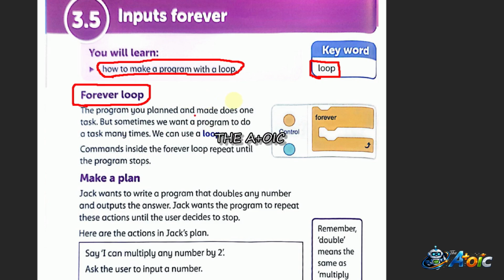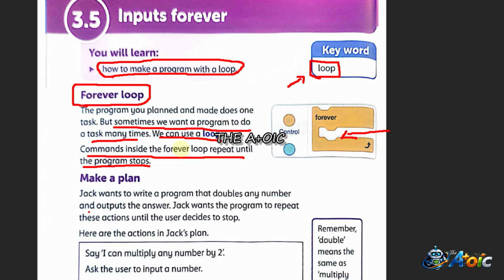So the program you planned and made does one task, but sometimes we want a program to do a task many times. That is what I explained, doing the same thing again and again until we click stop to stop. Okay, so we can use a loop to do it many times. So commands inside the forever loop repeat until the program stops. So this is a C block. Okay, this is a C block. So we put everything together, okay? Inside, we put it into it, and then it starts running again and again and again.